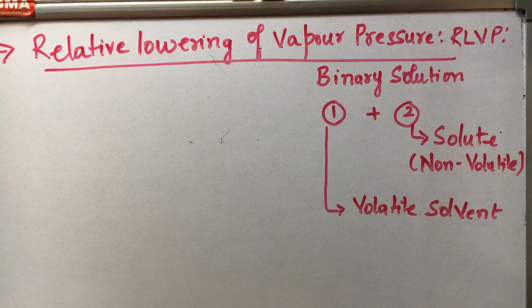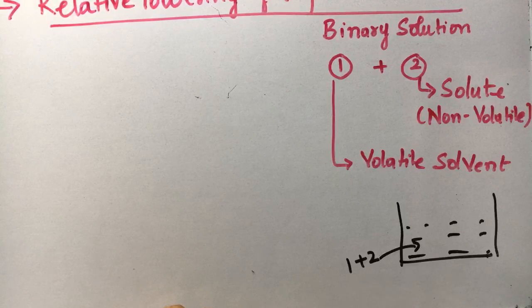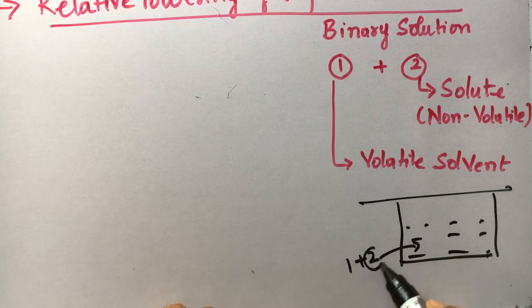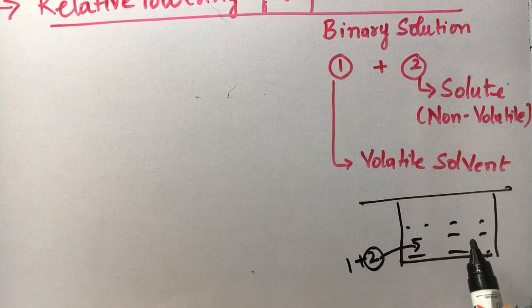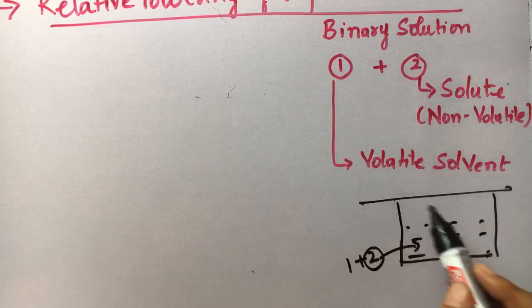After assuming these things, we have said that we have prepared a solution by taking two components. The solution is made up of components 1 and 2. Then we said that since component 2 is a non-volatile solute, it will not exert any sort of vapor pressure.